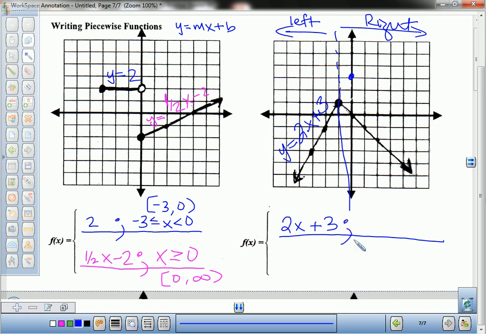Now I do have to restrict it because it's not the entire line, it's just a ray. Now this has a starting point right here, and it goes left forever. So it's x values that are less than or equal to, what is the x value right here? -1. Or we could say from -infinity to -1, inclusive.